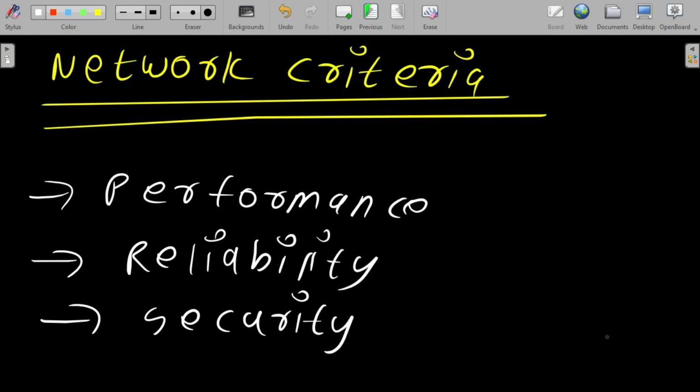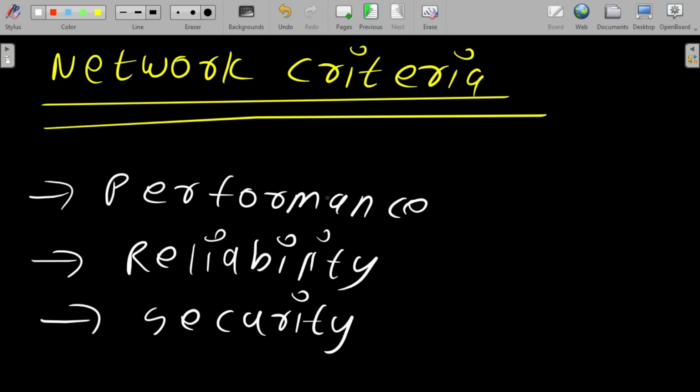A good network should satisfy three important criteria. Number one is performance, number two, reliability, and number three is security. Let us see the first one, performance. Performance means speed. How fast is data transferred? How quickly does the network respond? Higher speed means better performance.